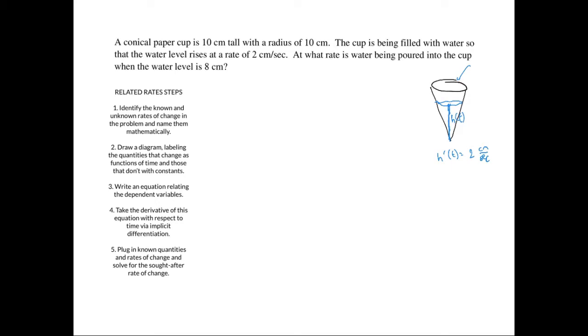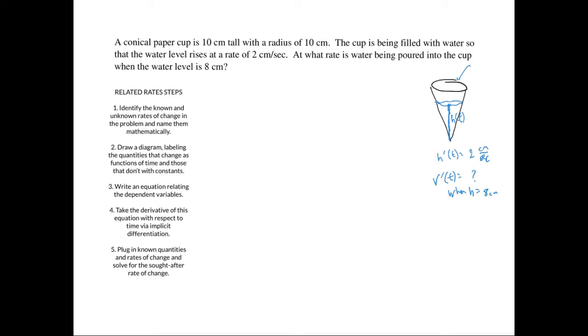Then we want to know at what rate is water being poured into the cup. If you think about how you would describe that, you would say it's being poured into the cup at some sort of volume per time measurement, right? So what we're looking for is a rate of change of volume with respect to time when the water level is 8 centimeters. All right, so I've got my known and unknown rates of change. I've labeled the h of t in the diagram.